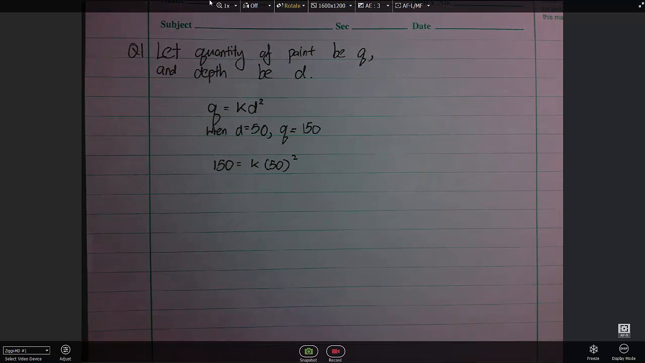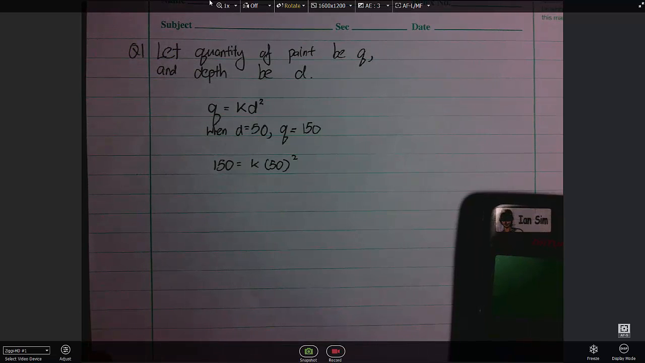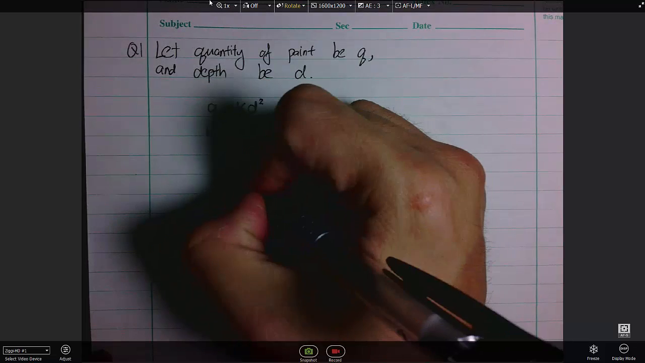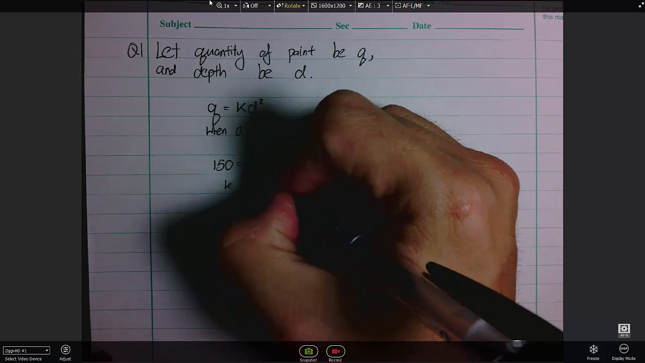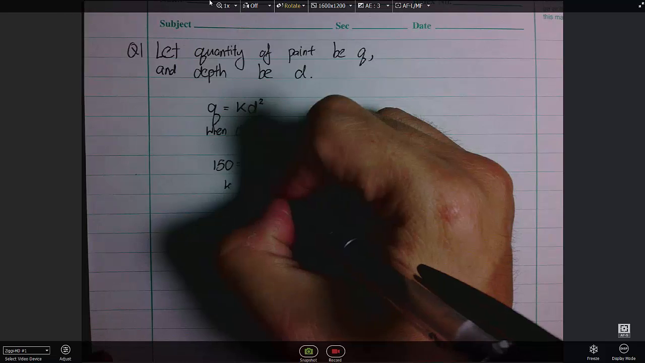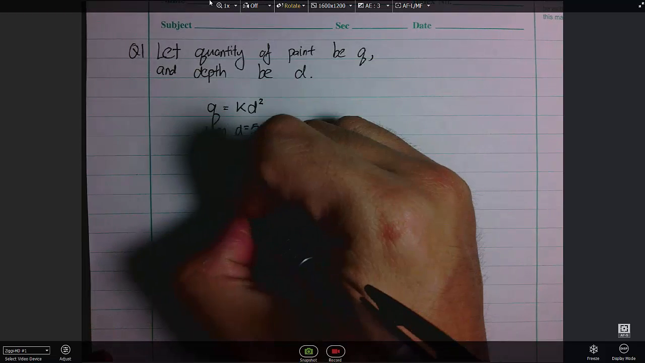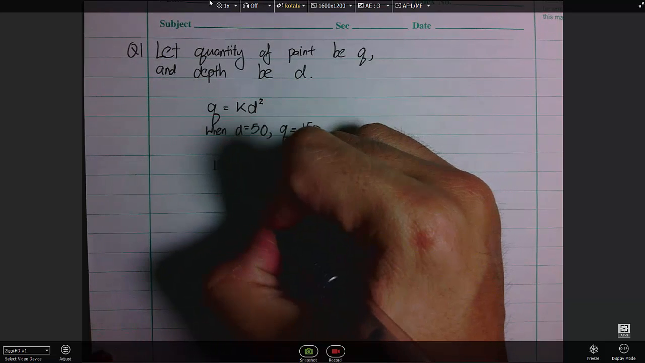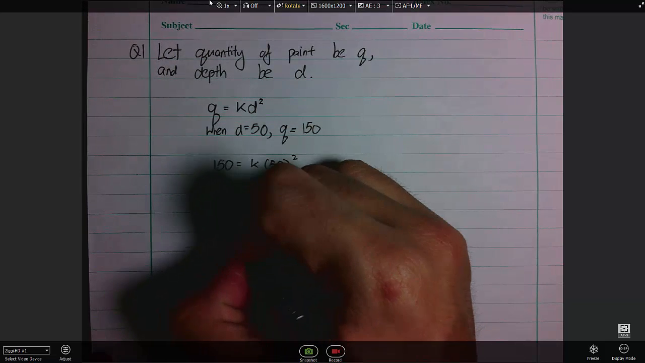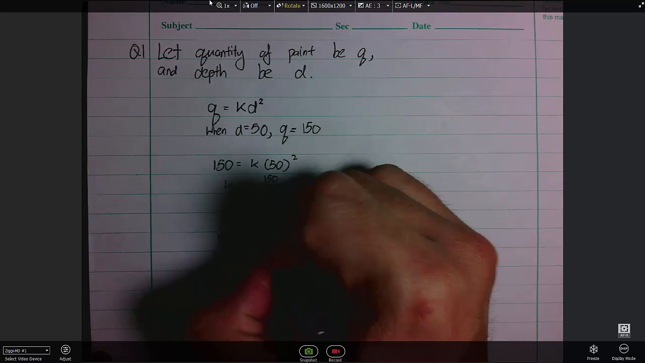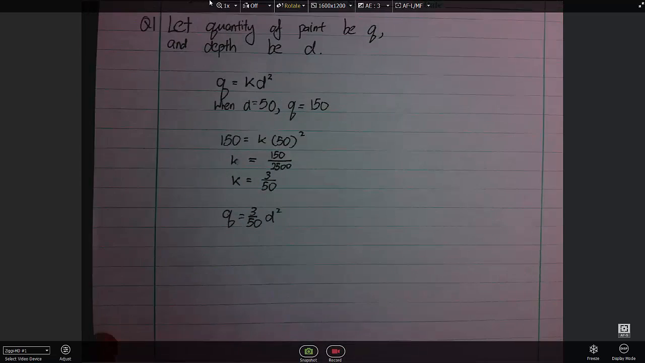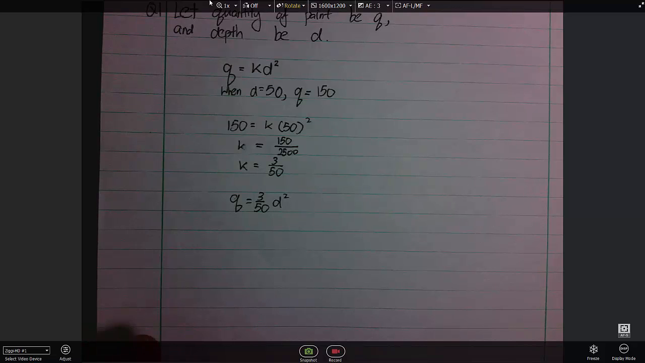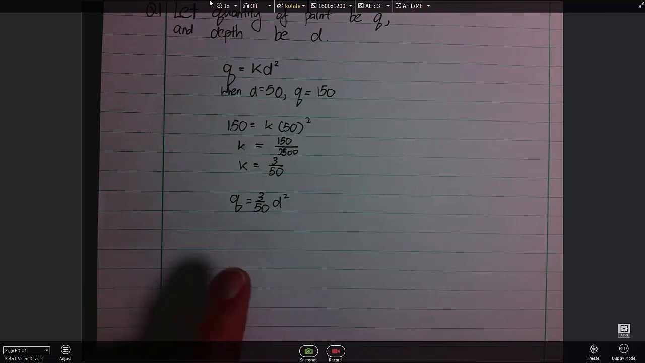If you simplify, 150 divided by 50 square, your K should be equal to 150 over 2500. My K value is 3 upon 50. So my equation becomes Q equals 3 upon 50 D square. So please take note of this. Alright, then we start with part A. So I have my equation formed and ready.